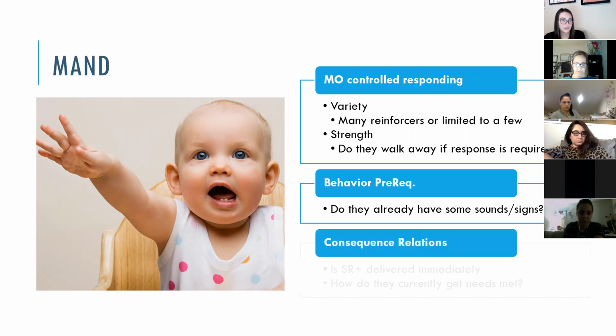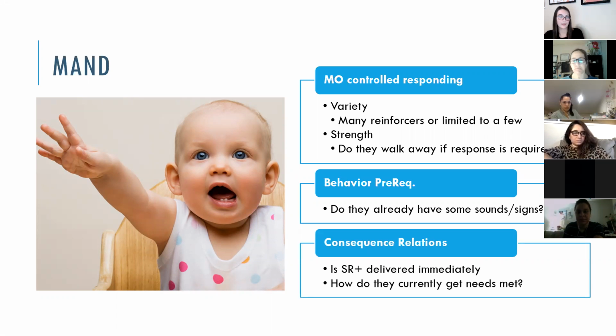And then with the consequence relations, when they are engaging in some way to mand for something, are they getting that reinforcement immediately? That's important, because getting reinforcement immediately is what helps establish those really strong reinforcement relations, that very strong contingency.